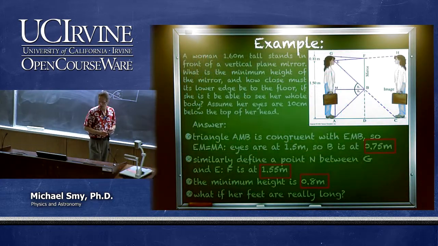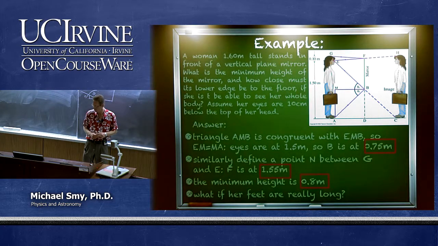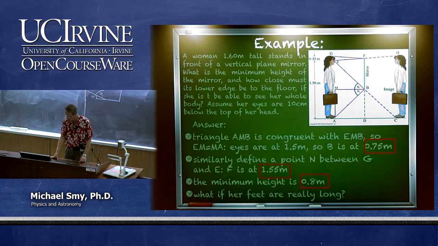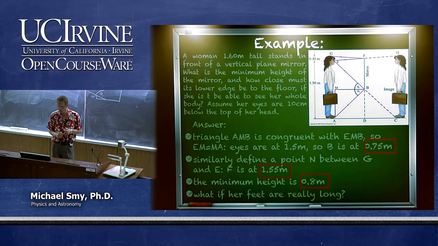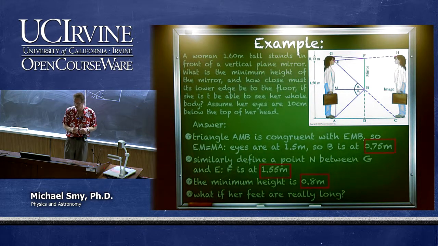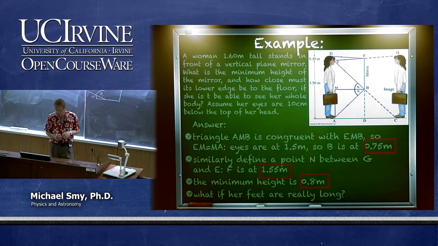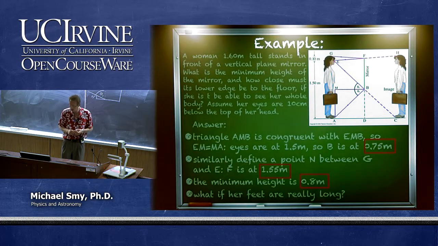So let's make an example. Let's consider a 1.6 meter tall woman who stands in front of a vertical plane mirror. And the question is, what is the minimum height of the mirror and how close must its lower edge be to the floor if she's to be able to see her whole body? And we assume that her eyes are 10 centimeters below the top of her head.